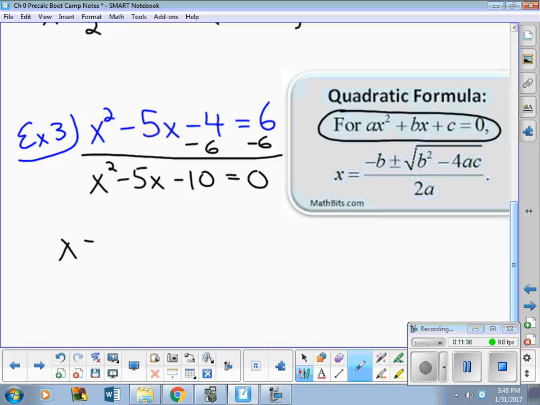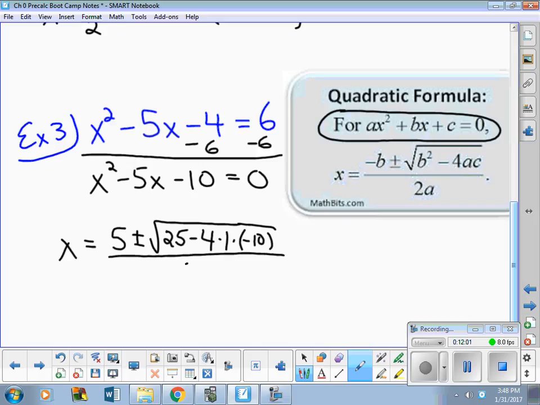And x is equal to the opposite of b, that's 5, plus or minus square root of negative 5 squared, which is positive 25, minus 4 times 1 times negative 10. I'll put it in parentheses, extend that, all over 2 times a. If you're confused, a here is 1, negative 5 is b, c is negative 10.